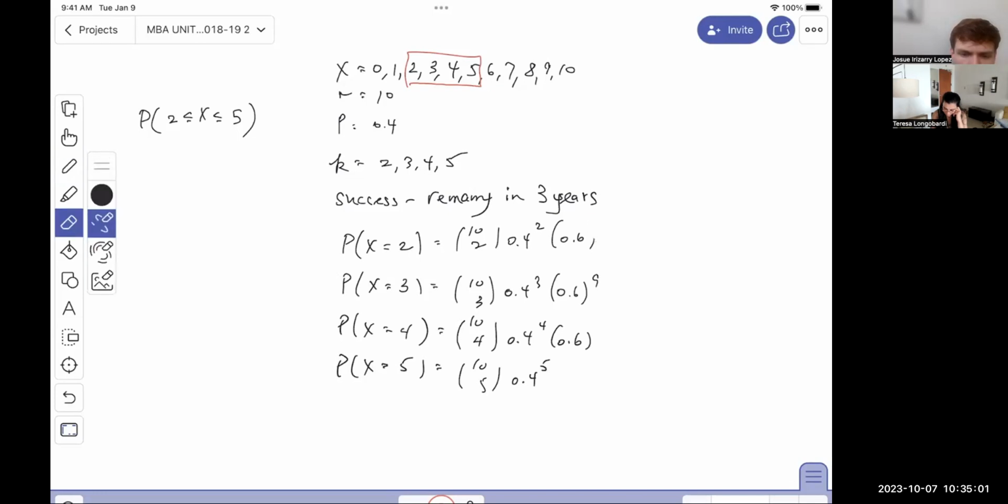Sorry, I did it again. So it's always the same pattern. If there are 2 successes, then there are 8 failures. If there are 3 successes, then there are 7 failures. If there are 4 successes, then there are 6 failures. If there are 5 successes, there are 5 failures.